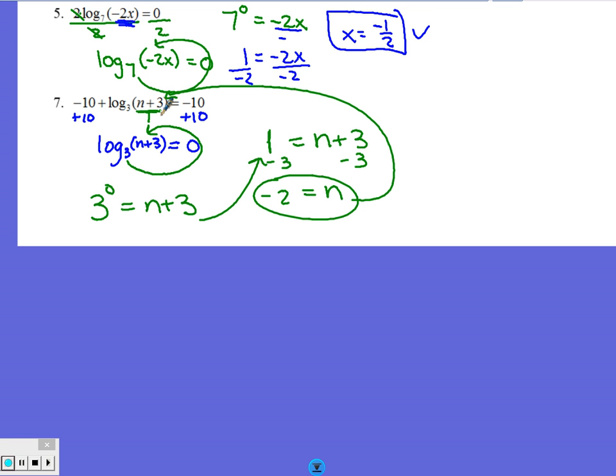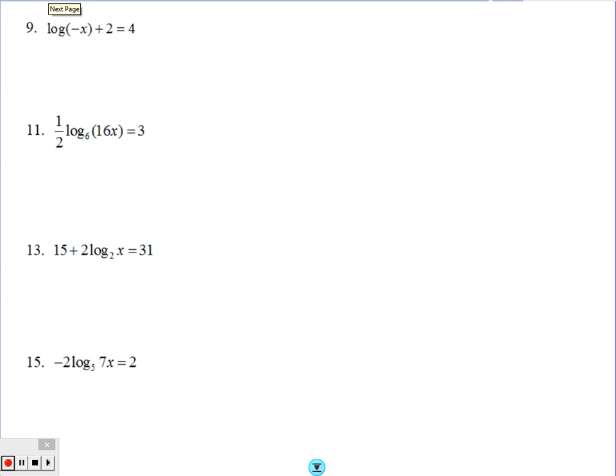So n equals negative 2 is our answer. All right, a couple more. Minus 2, minus 2. Here we get 2 equals log negative x. Wait a second. Where's my base? I don't see a base there. It says log with nothing.